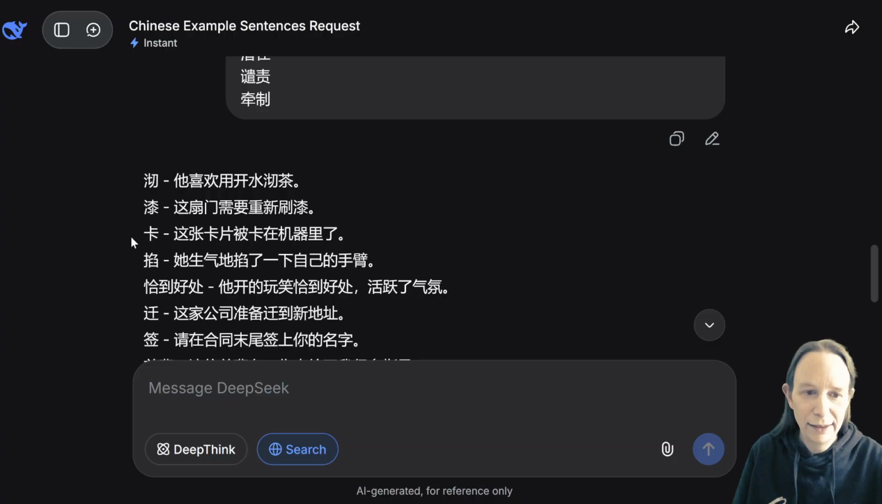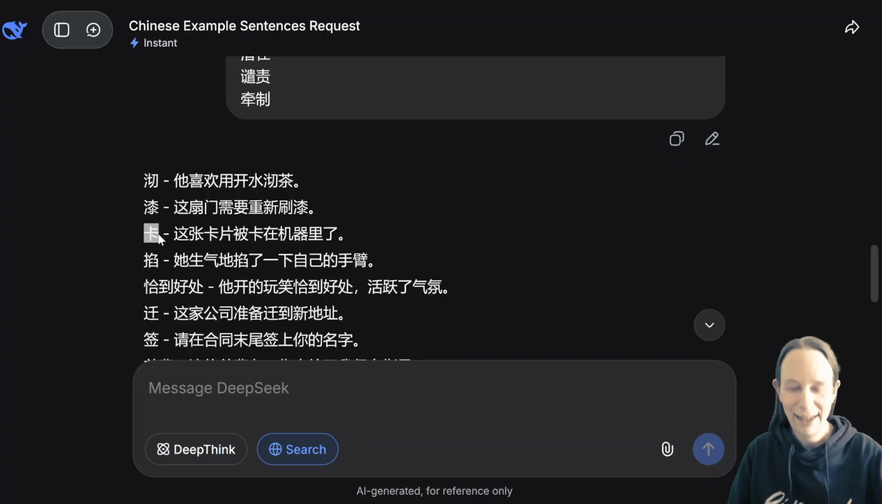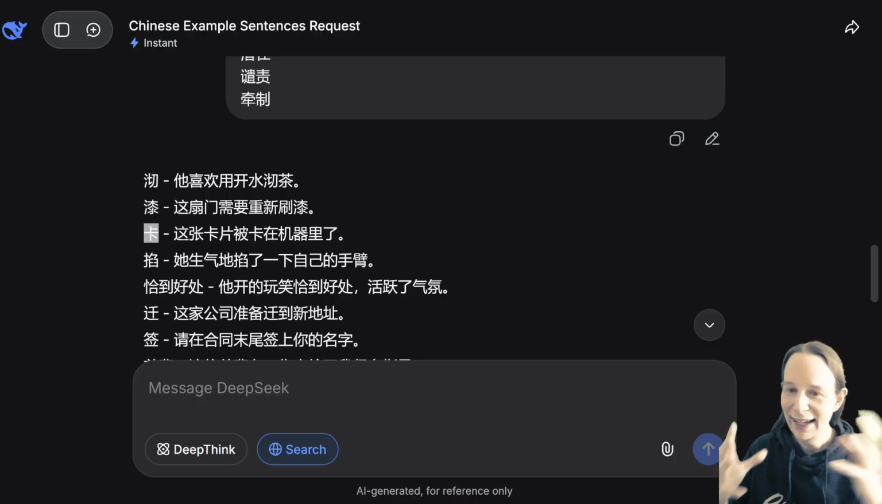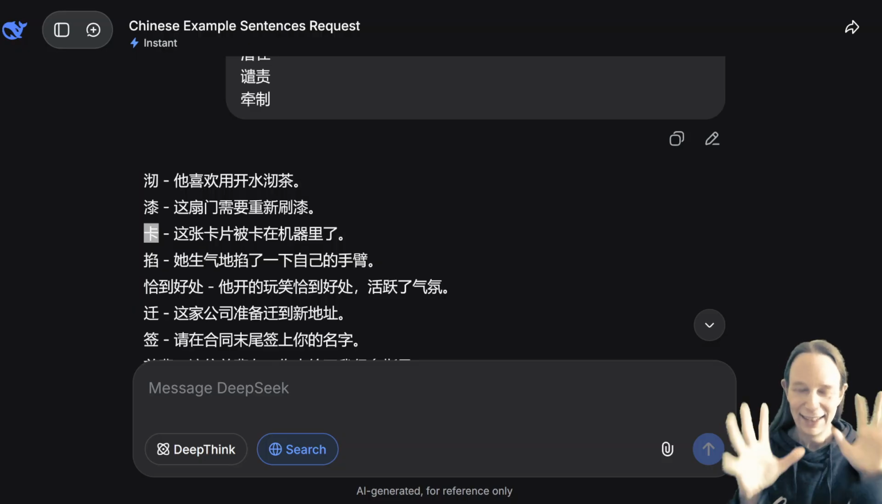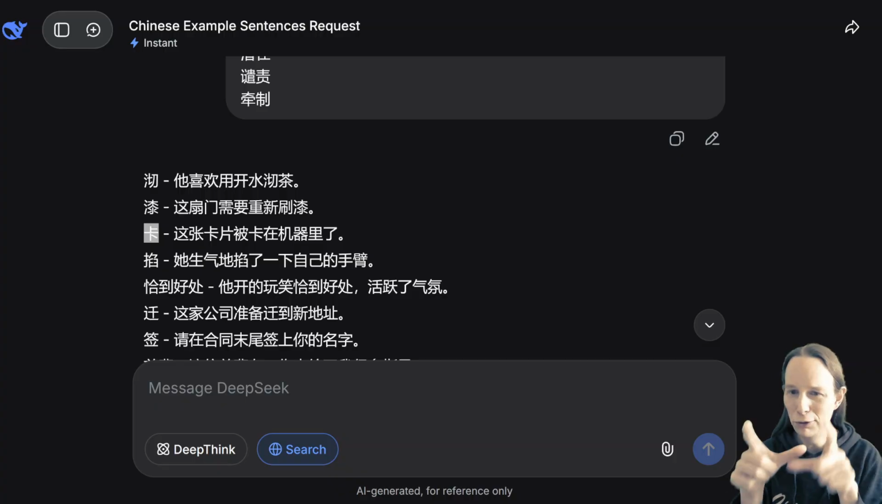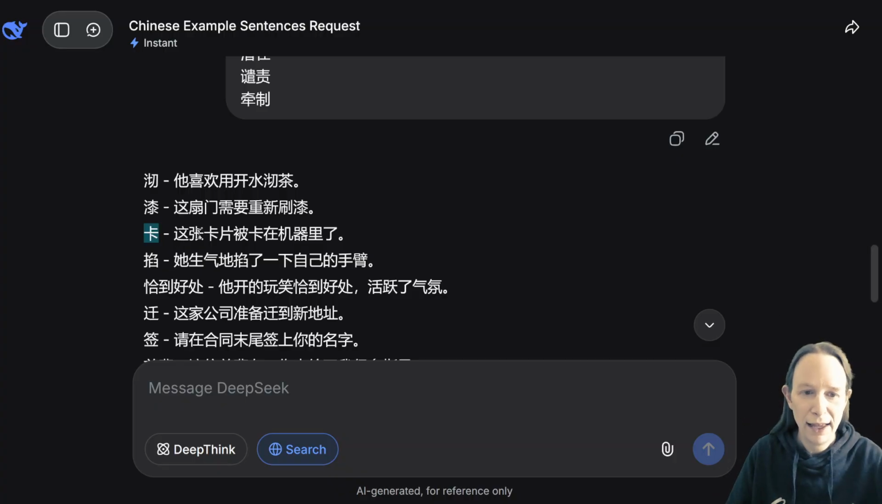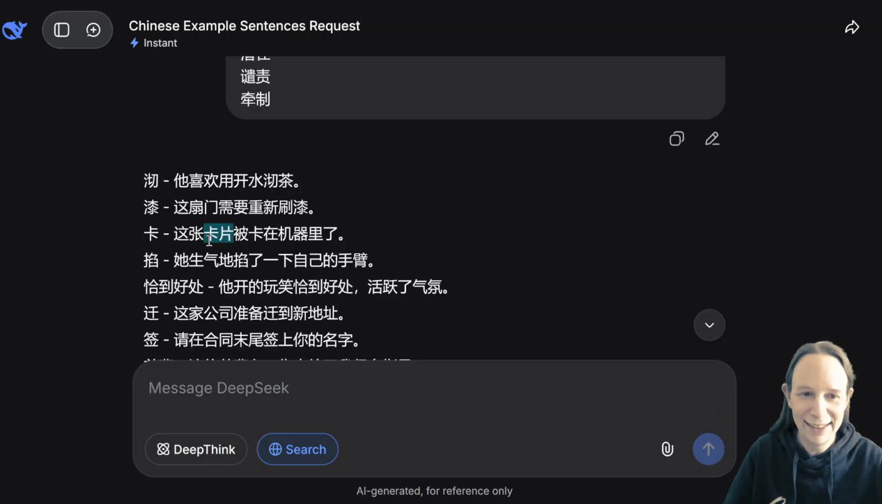Oh, this is qia actually, not ka. Yeah, so ka is in like 卡车, 打卡. That's a word. That's the same character, but here it's qia. 卡 is used to mean, like, it's a verb meaning to choke, I believe. 这张卡, no, this is 卡片. This is a noun. This is the different pronunciation. 被卡在机器里.